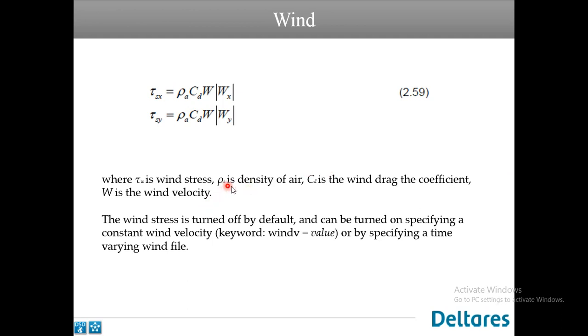Okay, it says here, rho is the density of air. CD is the wind drag coefficient. Then the wind velocity. So the wind stress is turned off by default. Okay, by default it's turned off, but it can be turned on by specifying a constant wind velocity. If you want to put velocity in there, use the wind velocity.